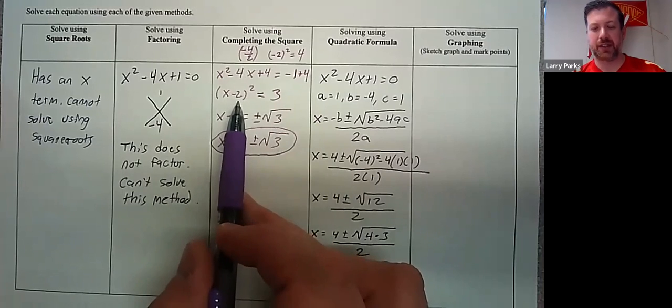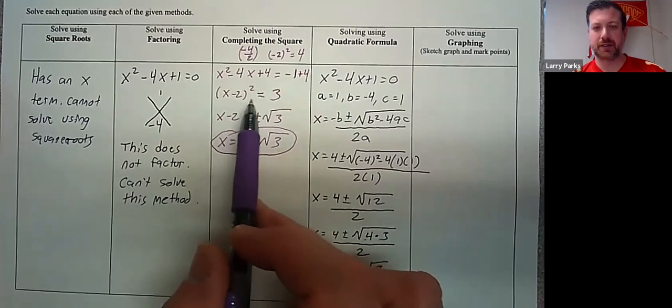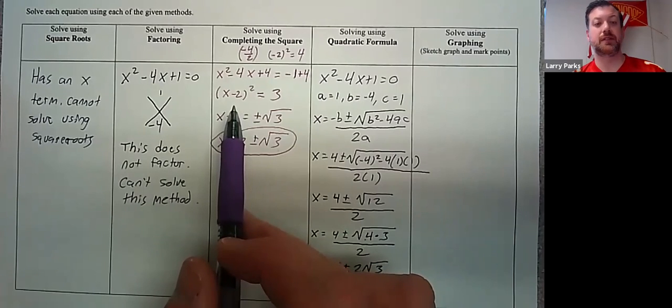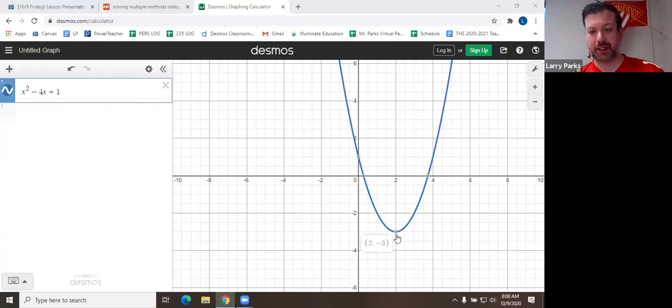And then I also know the vertex. The vertex is 2, 3. So the vertex of this is 2, 3, which is nice to know. See? 2, 3 right there. I guess I meant to say 2, -3. Sorry, 2, -3.